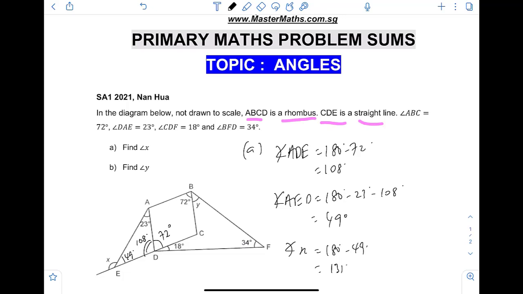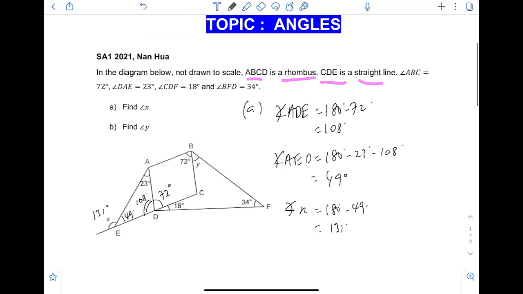Alright, so now there's another way to get this 131. Okay, if your angle is on the exterior and it's connected to a triangle, you can actually take 23 plus 108. Okay, 23 plus 108 to give you the exterior angle. See, 23 plus 108 is indeed 131. That's another way of doing this question.